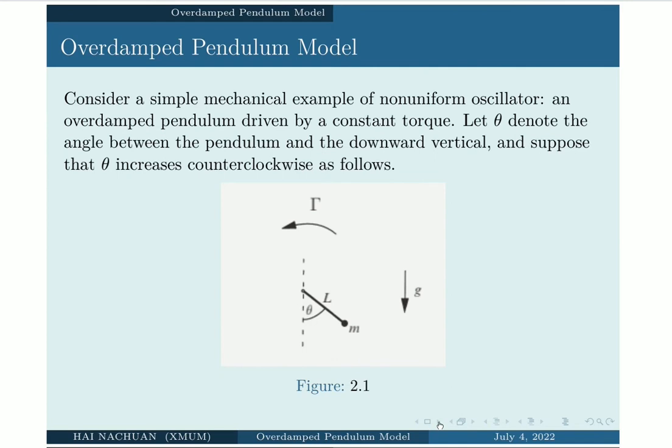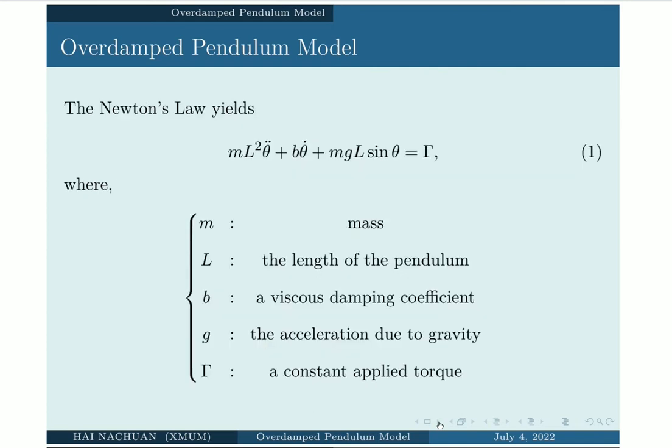From what I mentioned earlier, Newton's law yields equation 1, where m represents mass, L is the length of the pendulum, b is a viscous damping coefficient, which you can also call a friction coefficient, g is the acceleration due to gravity, and gamma represents a constant applied torque.